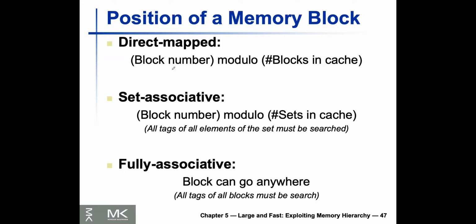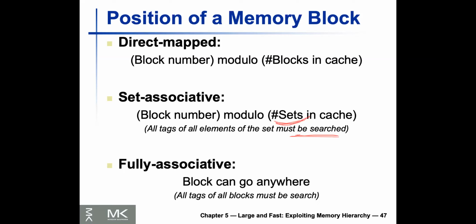On a set associative, what we need to mod is not a block anymore; it's a set, because inside a set the block could go anywhere. All elements of the set must be searched. If it was in set 0, depending on how many tags it had, they are going to be searched. On a fully associative, the block can go anywhere, so all tags of all blocks must be searched. These are the 3 different things.